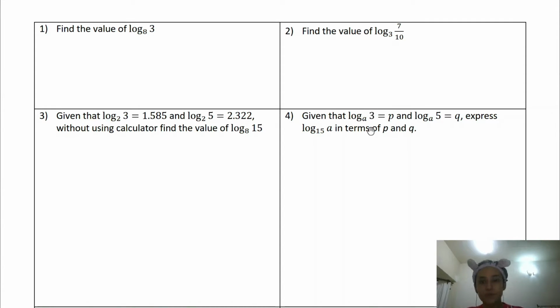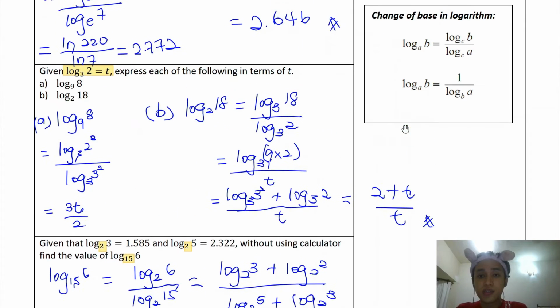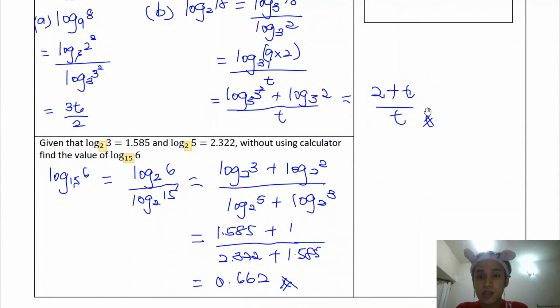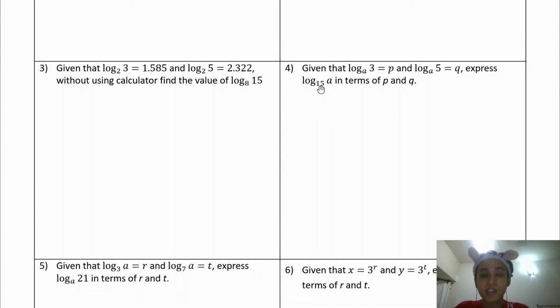In question 4, if you notice, this is base A log, whereas this one is base 15. Now this one you could actually use this to change the base. This is base A log, log AB, so this one I can change into base A by using the relationship just now. So log 15A is also equivalent to 1 over log A 15. Once you change it into the same base, then you can solve the equation.